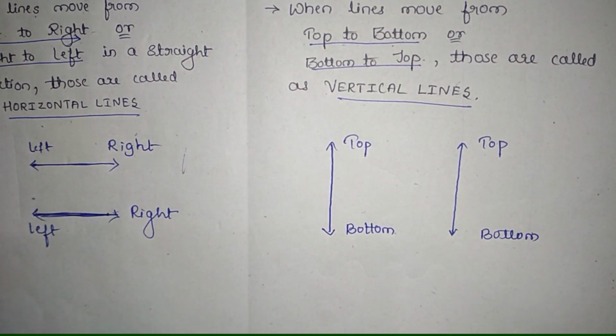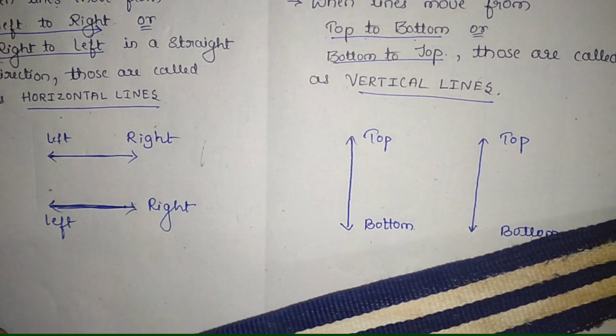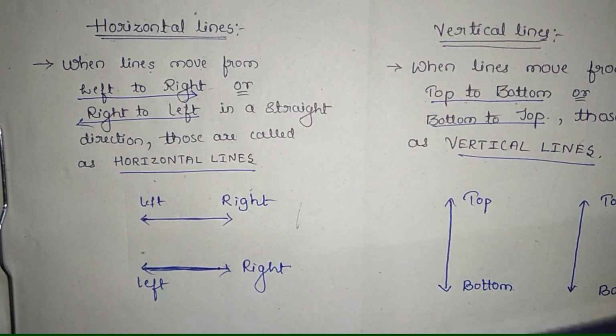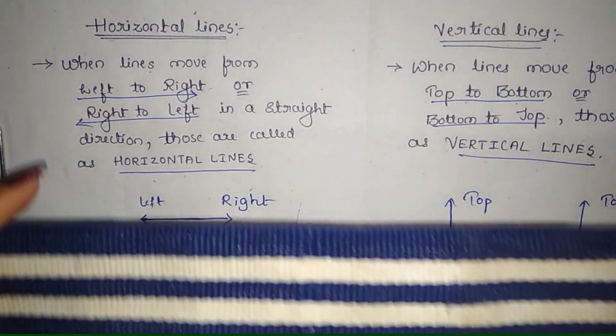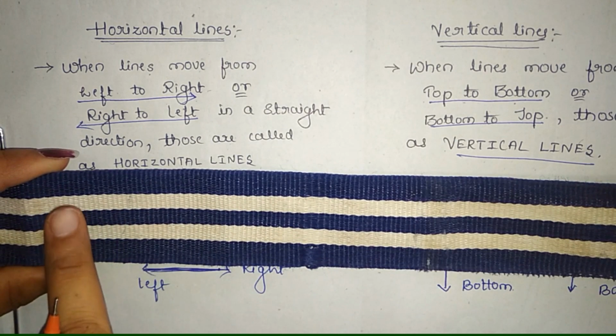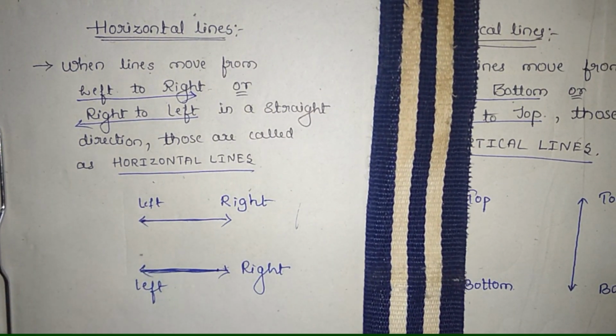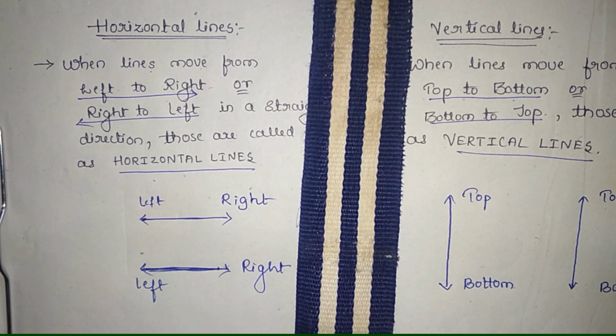Now how can I take the same example for both vertical and horizontal? I can just turn the belt's direction. If I keep this belt in this way, I can see this is horizontal. If I keep it like this, then it is an example for vertical lines.